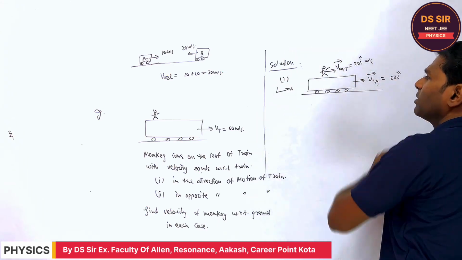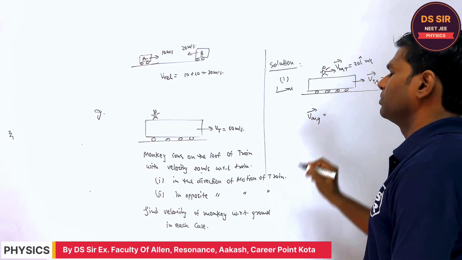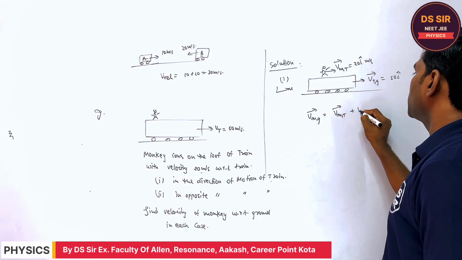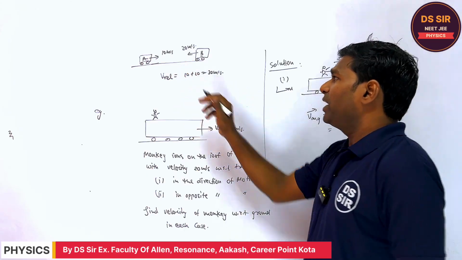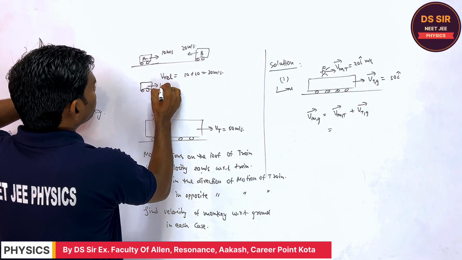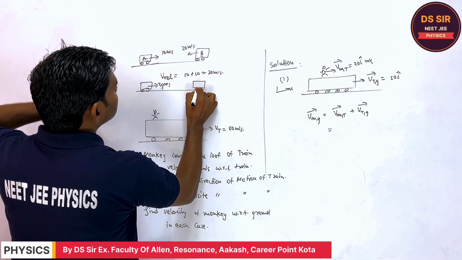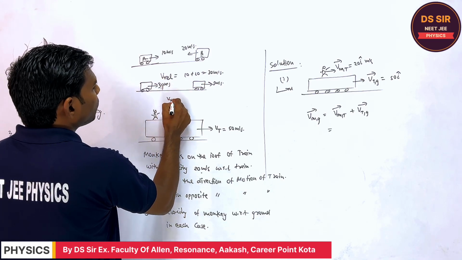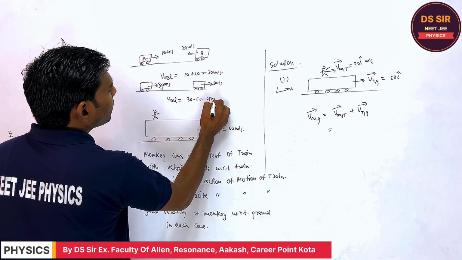So both are moving. Then we have to find the velocity of monkey with respect to ground, which is nothing but velocity of monkey with respect to train plus velocity of train with respect to ground. Is it clear or not? So in this case, suppose the two cars are moving, suppose this is 10 meter per second, suppose this is 30 meter per second, and this is 5 meter per second. When both are moving in the same direction, what is the relative velocity? Say 30 minus 5 is equal to 25 meter per second.